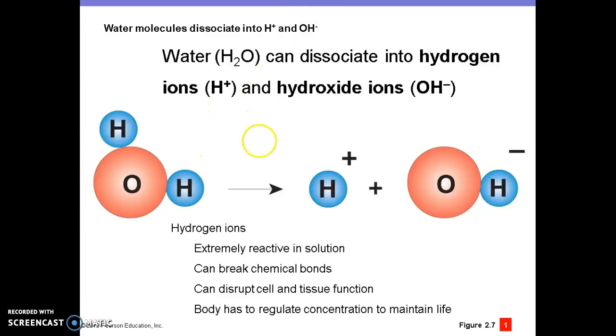Water is so important in the body. Water can dissociate. So here's our Mickey Mouse molecule, 2 hydrogens and oxygen. It can dissociate or come apart into different ions, into this hydrogen ion and hydroxide ion. The OH negative is the hydroxide ion. These hydrogen ions are very reactive. They're bad for us. It is the sign of an acid. This hydrogen ion is reactive, can break chemical bonds, can disrupt cell and tissue function, and we need to regulate it. We have to regulate that hydrogen ion.